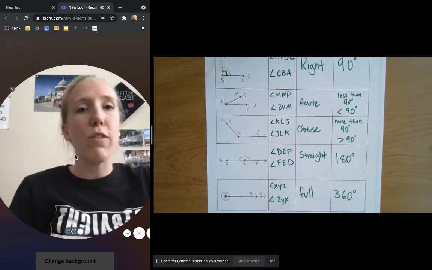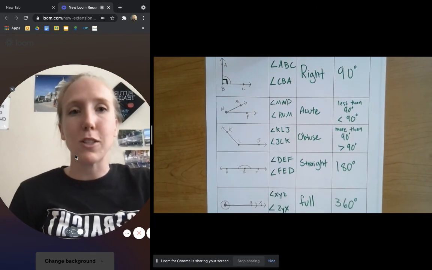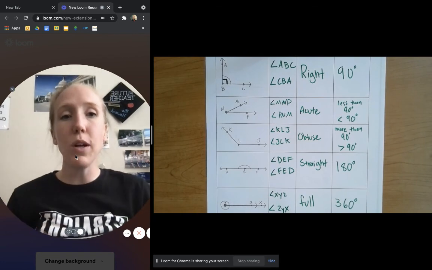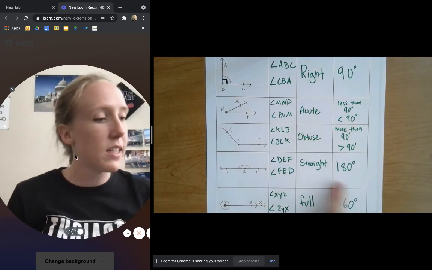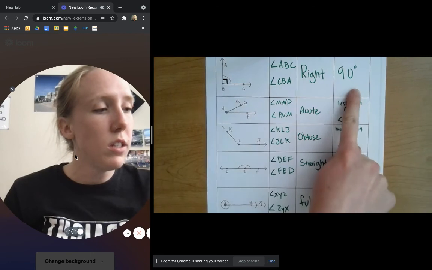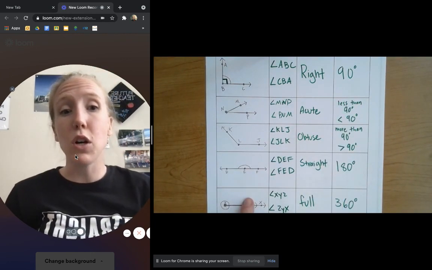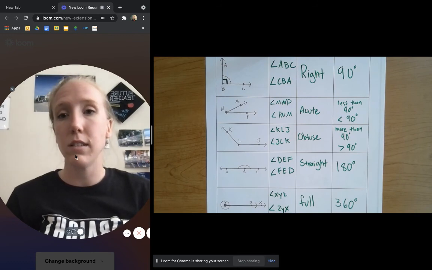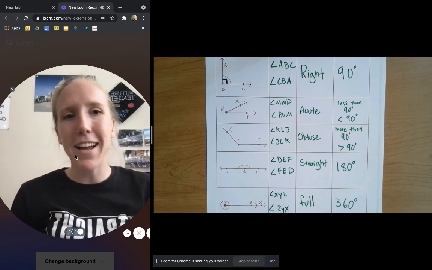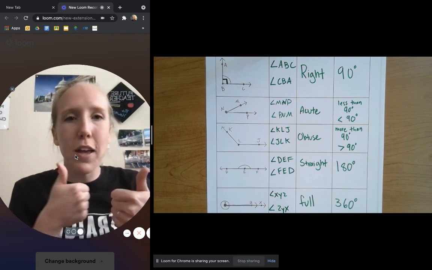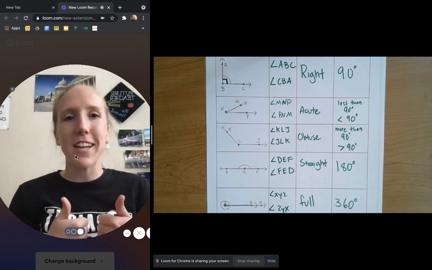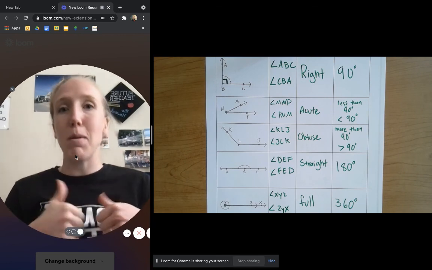Okay, if you need to pause it and look at this a little bit, that's totally fine. Just do what you need to do to get the hang of this and get familiar with a right angle, 90 degrees; straight line, 180 degrees; full circle, 360. Super important. Okay, guys, good luck with this. Watch any parts of the video that you need to again, and we'll be back to talk about more angle stuff.